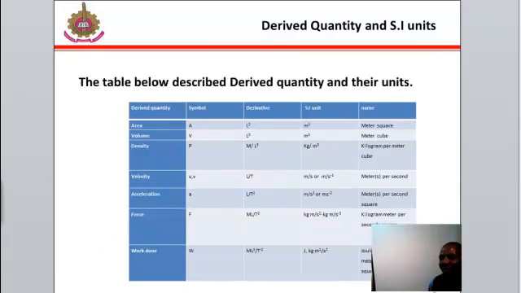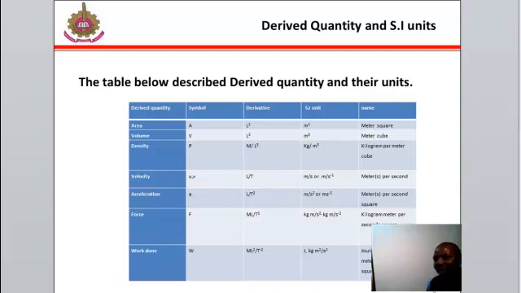The derived quantities and their respective units are as follows. Area, the symbol is A. The derivative is L squared. The SI unit is meter squared. Volume is L cube, that is cubic meter or meter cube.